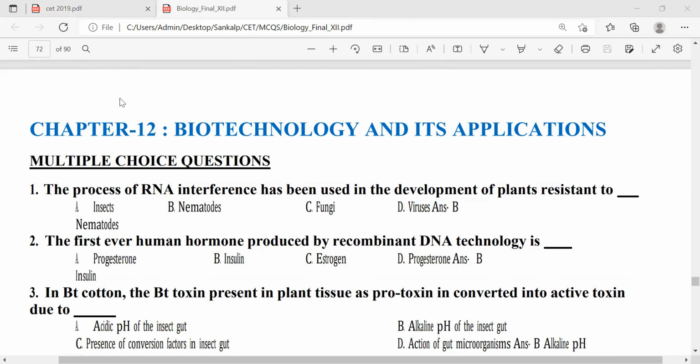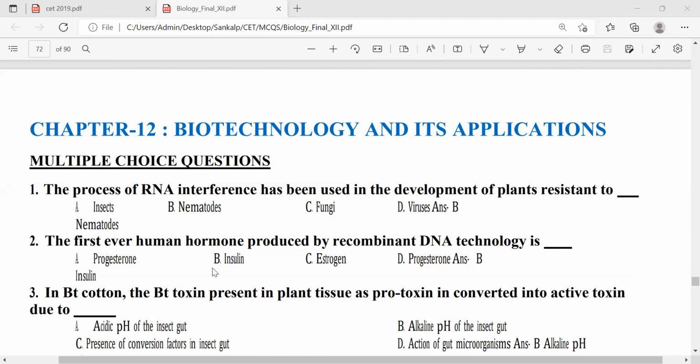Fine. So here the first question is, the process of RNA interference has been used in the development of plants resistant to option A, insects, option B, nematodes, option C, fungi, option D, viruses. Guess what is the answer? So option B is the right answer, and answers have been given in front only.